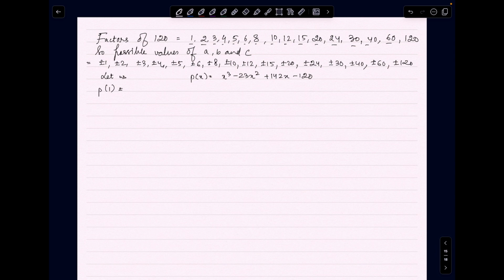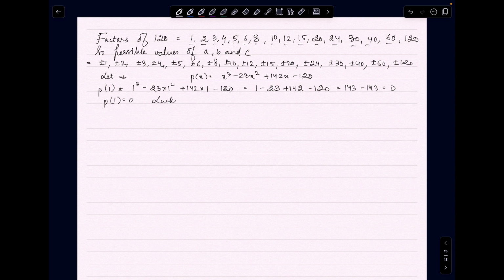So P of 1: 1 cube minus 23 into 1 square, plus 142 into 1, then minus 120. 1 cube is 1. Minus 23 into 1 square is minus 23. Plus 142 into 1 is plus 142. Then minus 120. So 1 plus 142 is 143, and minus 23 minus 120 is minus 143. This is equal to 0. Lucky, P of 1 is equal to 0.